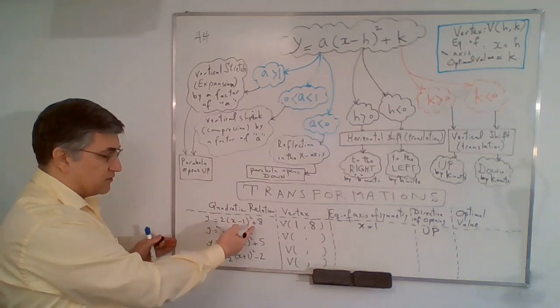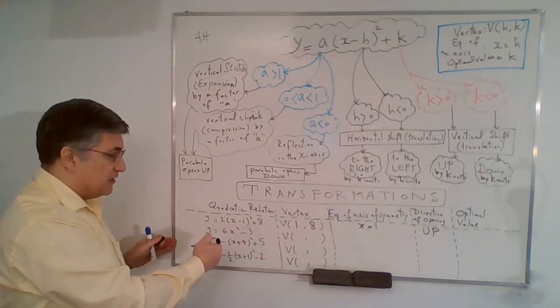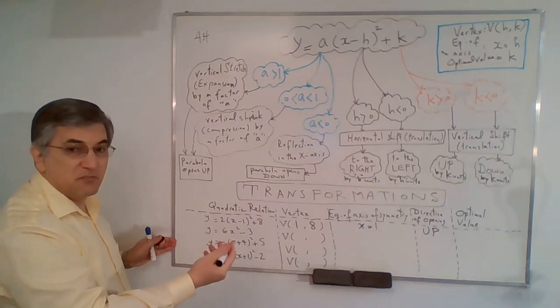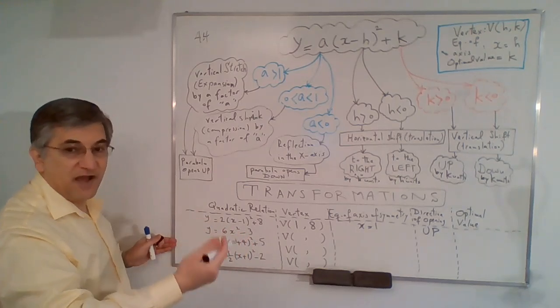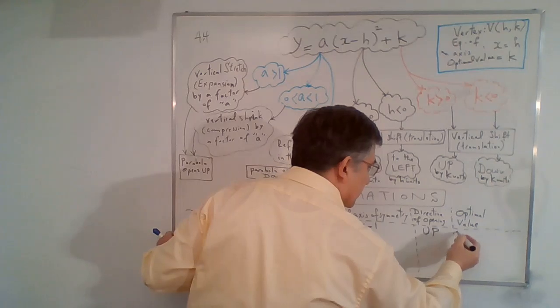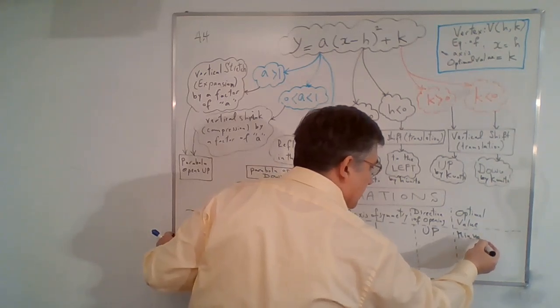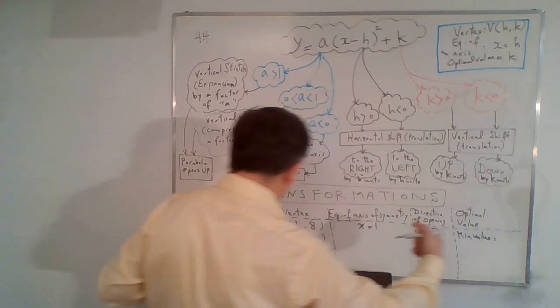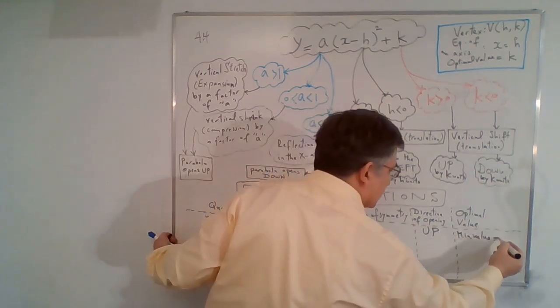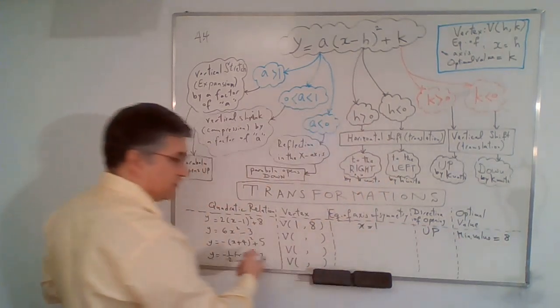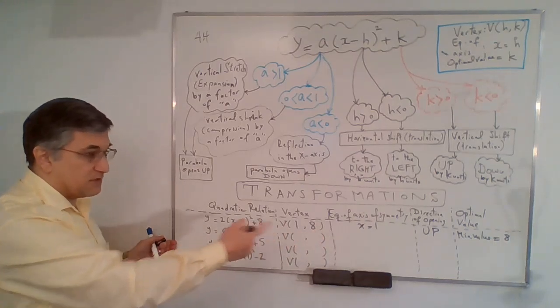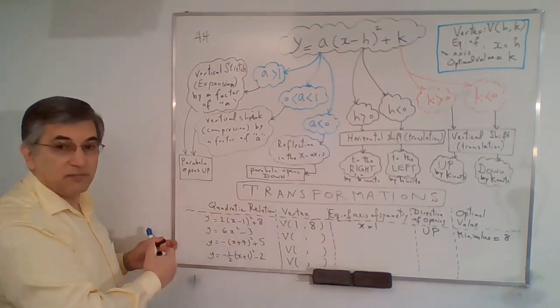So I'm going to write down here direction of opening. Optimal value is, of course, 8. And in this case, because it opens up, we have a minimum point, so it's actually a minimum value, and that's equal to the y-coordinate of the vertex, which is clearly 8. Can you imagine how many test questions can be designed using these properties?